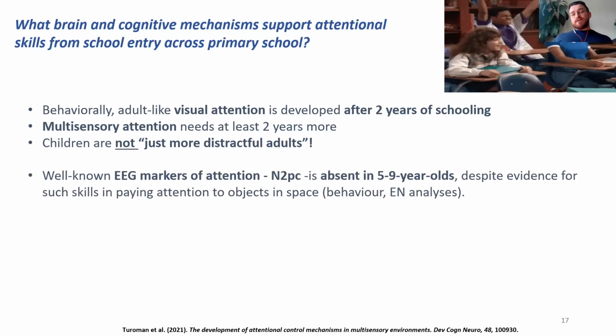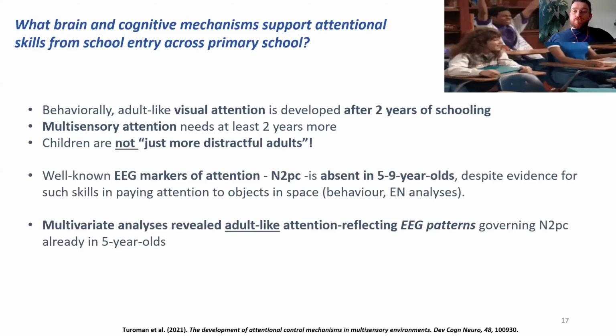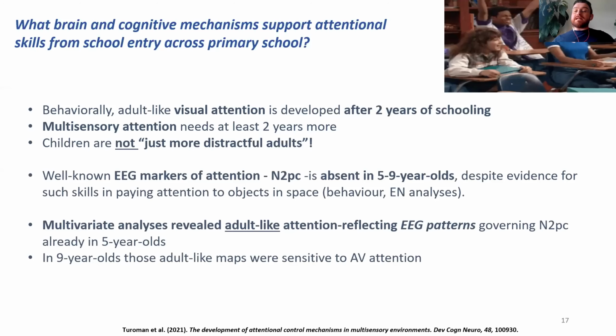Finally, the well-known marker of attention, the N2PC, seems to have been absent in our whole sample of 5 to 9-year-olds, despite evidence from behavioral measures that those kids can pay attention. Our multivariate analysis also showed the same patterns as in adults, and these patterns were already found in 5-year-olds. So that's quite interesting. In 9-year-olds, these stable EEG patterns were already sensitive to audiovisual attention.